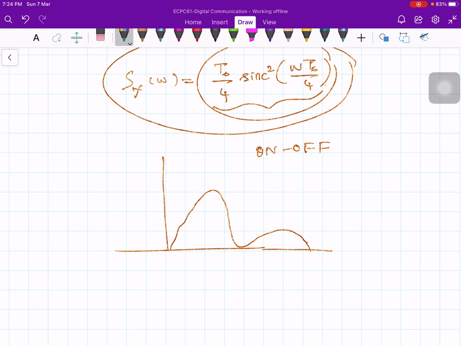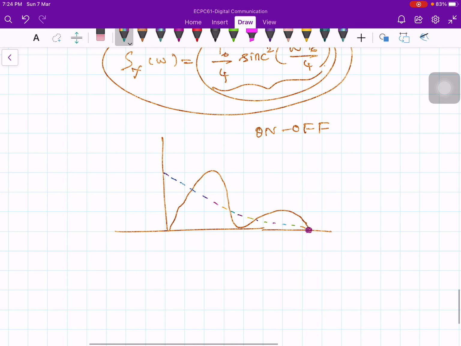Let me draw the figure and then I'll explain it. This point is 4 pi by T0 and this point is 2 pi by T0, and this is Sy of omega. This one is for bipolar, and this dotted one is unipolar.